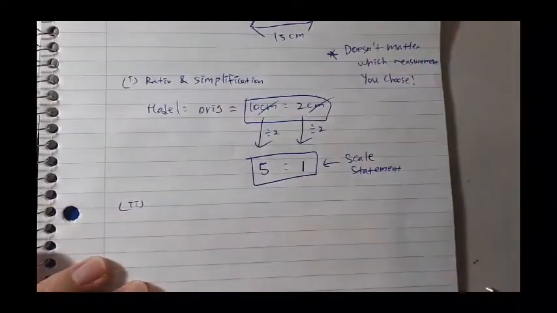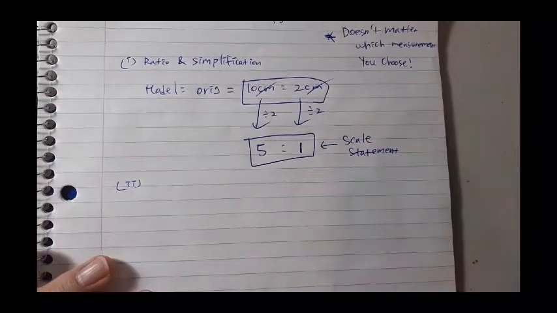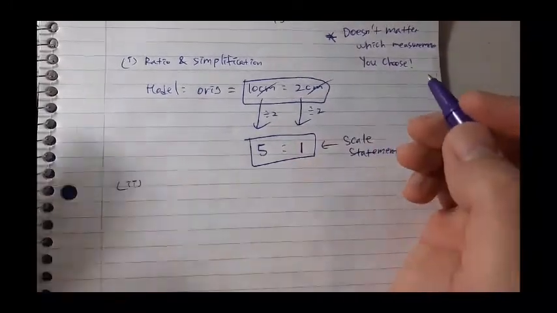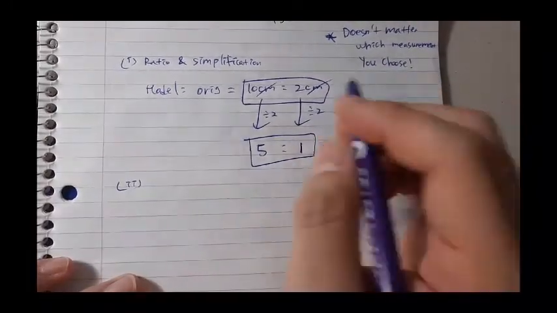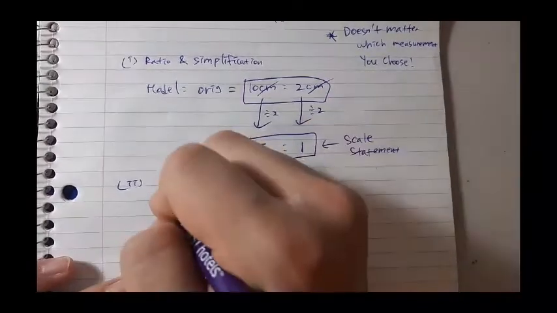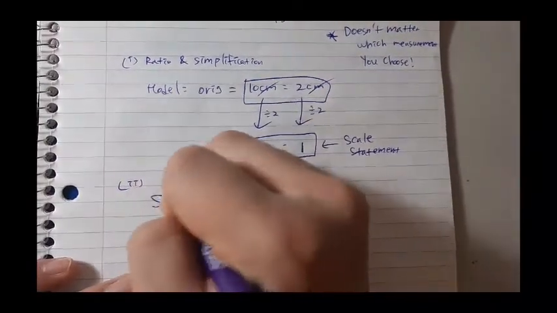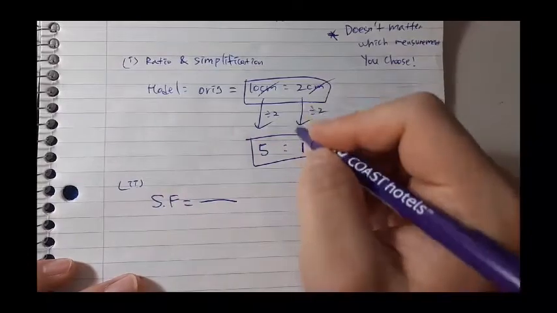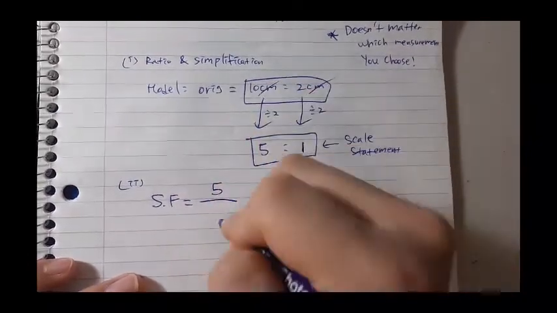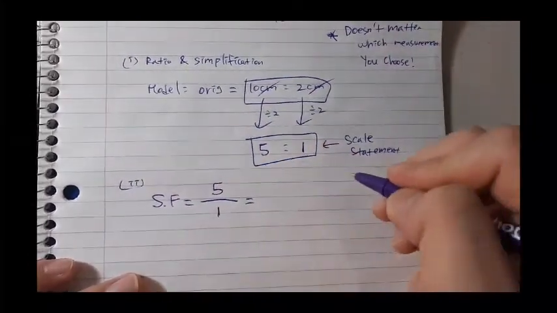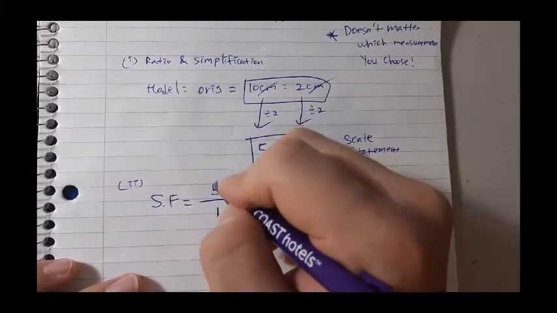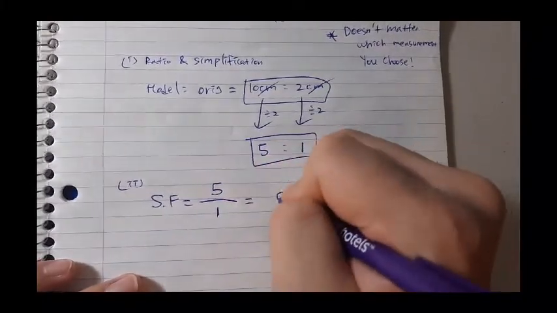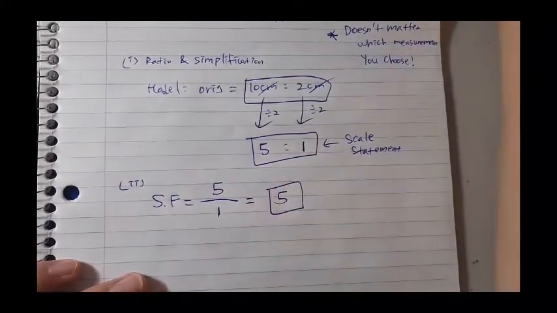Now, second step, we'll try to find out our, simply speaking, some kind of fraction to find the scale factor, which is model on the top, 5, original at the bottom, 5 over 1. When it comes to a denominator of 1, we don't put it as a fraction. The scale factor is just 5.